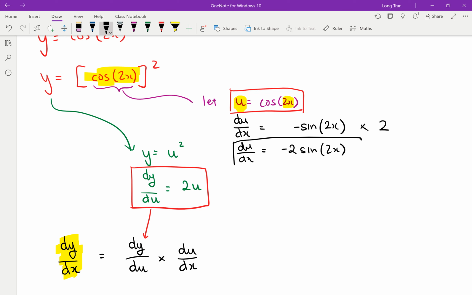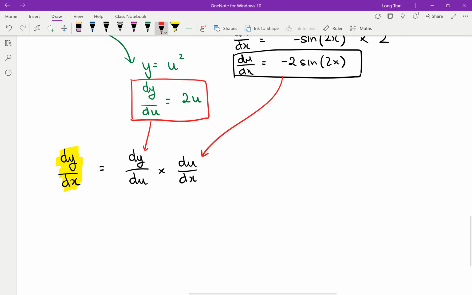Okay, technically I've just used a chain rule again. I just used another chain rule there. If that doesn't make sense, let me know and I can show you what I mean there, but I just did another chain rule. And so now I've got delta y delta u and I've got delta u delta x. Then putting them both together tells me that it is 2 times u multiplied to negative 2 sine of 2x.